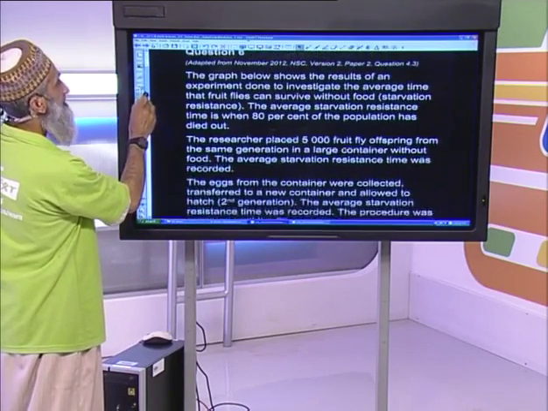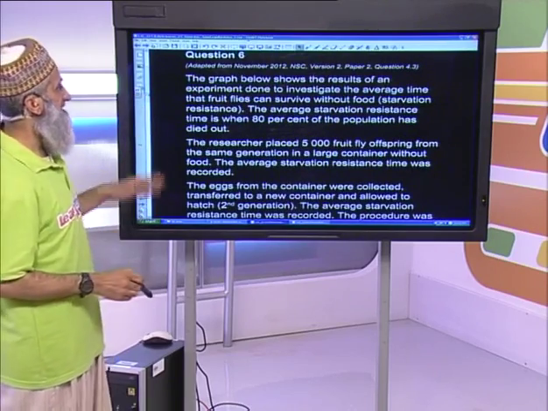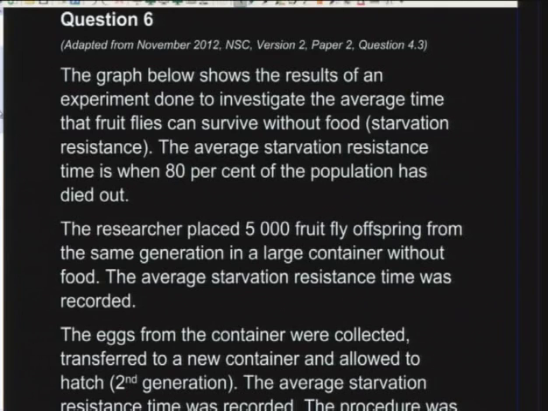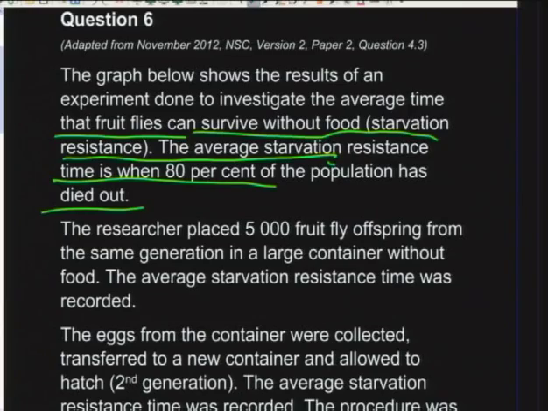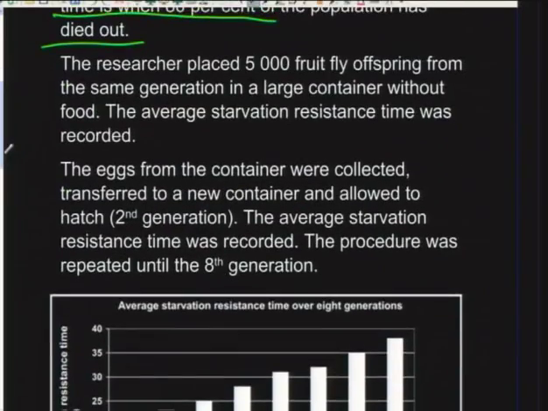We move on. The graph below shows the results of an experiment done to investigate the average time that fruit flies can survive without food. Important. What are we investigating? The average time that fruit flies can survive without food. Starvation resistance. The average starvation resistance time is when 80% of the population has died out. The researcher placed 5,000 fruit fly offspring from the same generation in a large container without food. No food. The average starvation resistance time was recorded.